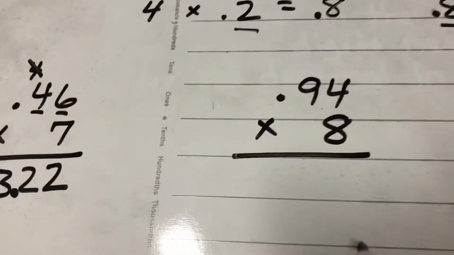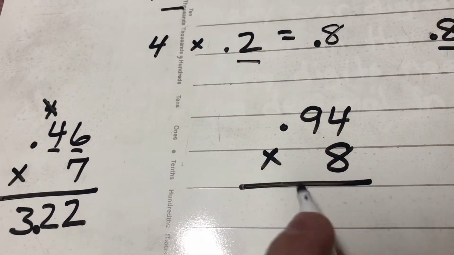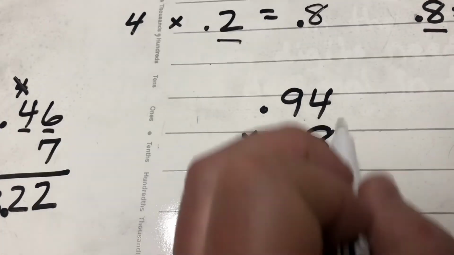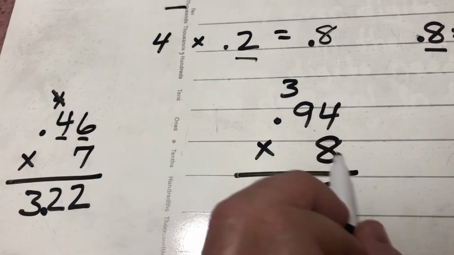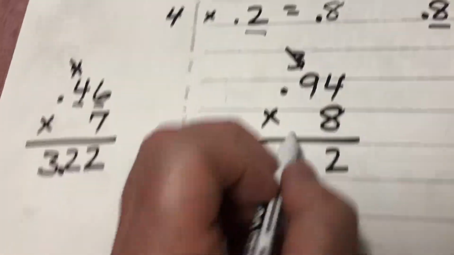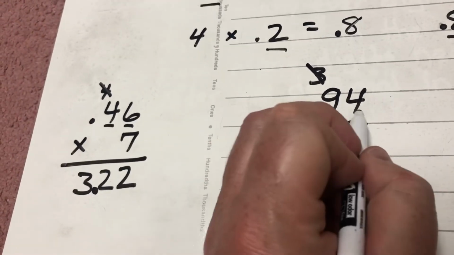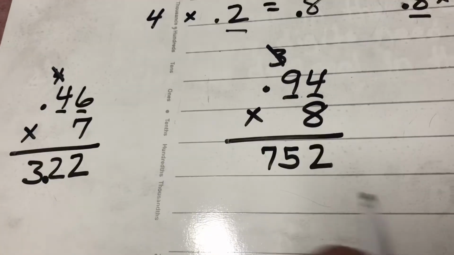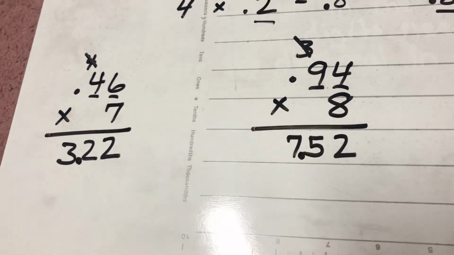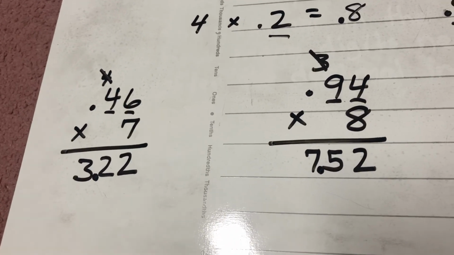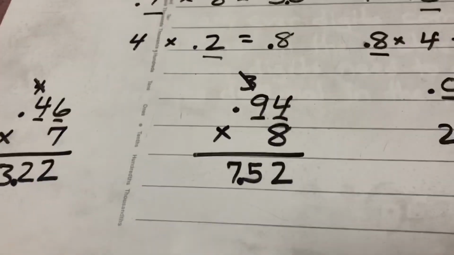Last one we're going to look at here today is this one. Once again, I'm just going to pretend that I'm doing 94 times 8. Well, 8 times 4 is 32. I'm going to put the 2 down, carry the 3. 8 times 9 is 72, plus the 3 is 75. There are 2 digits that come after the decimal in the problem, so I need 2 digits that come after the decimal in my product or in my answer. I get 7 and 52/100. That's all there is to lesson 3 here in chapter 5, 5th grade.